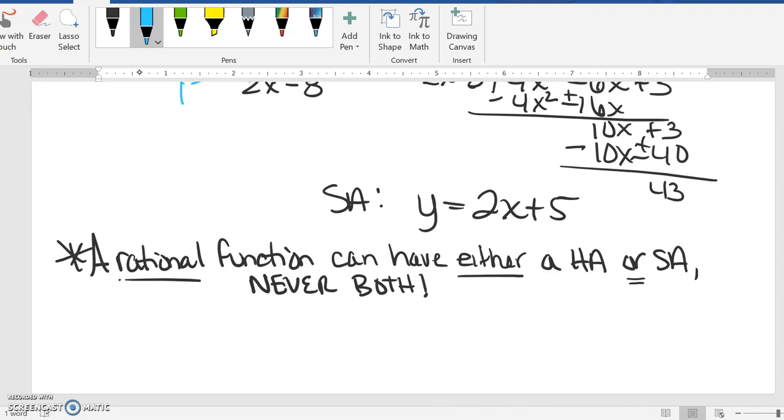A rational function can have either a horizontal asymptote or a slant asymptote, but never both. It can't have both because the asymptotes compare the degrees in the numerator and denominator. For a horizontal asymptote, the degrees are either equal or greater in the bottom. And for a slant, the degree has to be larger in the numerator. So you can't have both asymptotes at the same time. Verticals can go along with either of these. But in terms of a horizontal and a slant, you can only have one or the other.